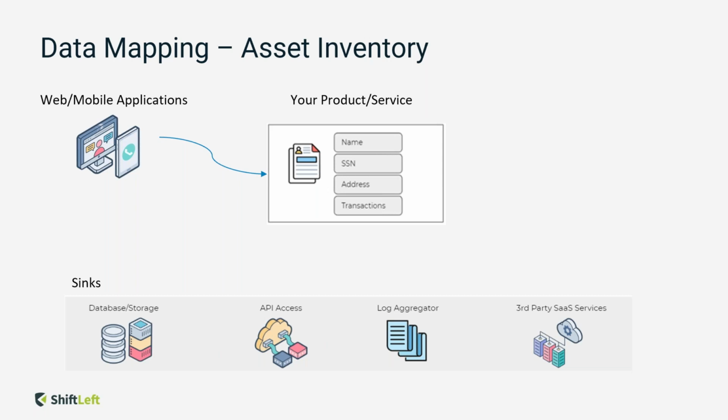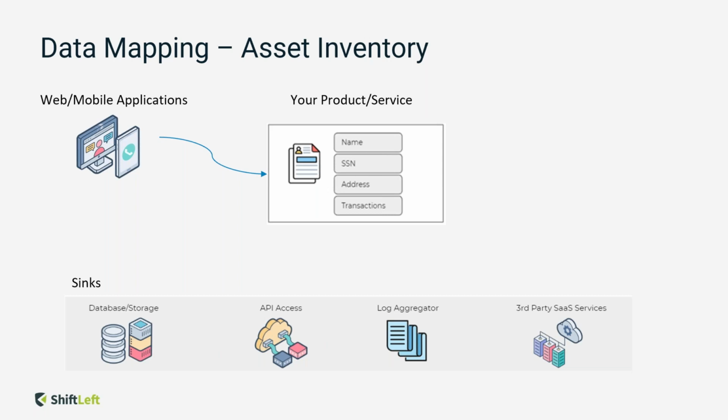And one often overlooked element, which in the recent past has led to a lot of data breaches, is this information flowing into logs. So log aggregators are a very important sink as well. And logging is used extensively for debugging purposes, for analytics, for performance improvement. But this is a common area where sensitive information could leak into. And so that is something you need to identify.